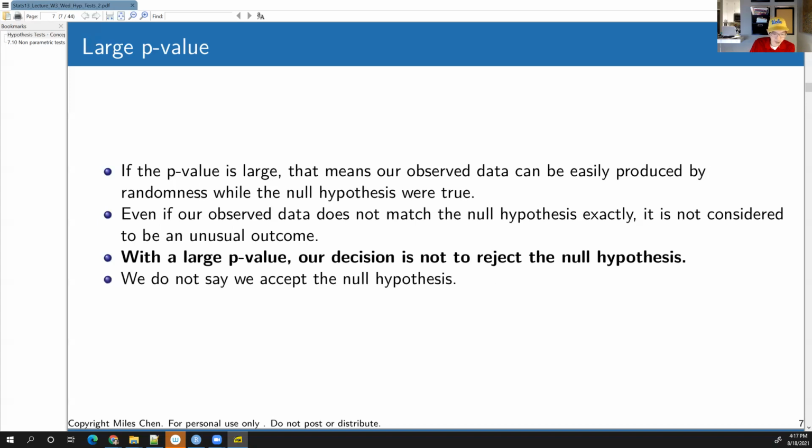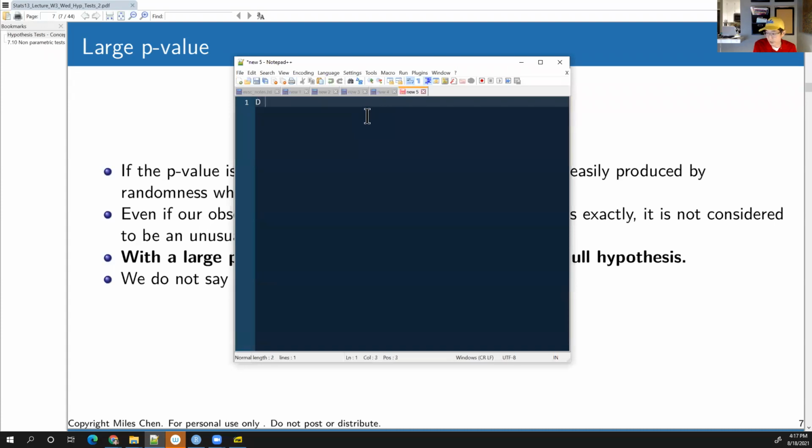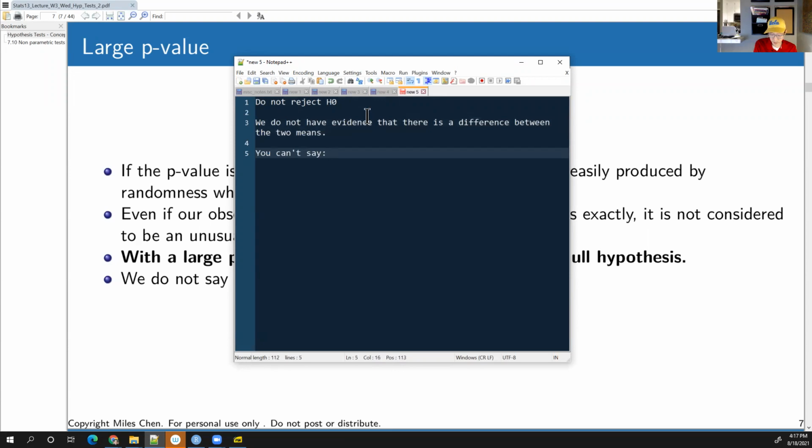Maybe I can type this out, right? I didn't put this in the notes, but if you say do not reject H0, that means we would say we do not have evidence that there is a difference between the two means. But you can't say this means that the two means are the same.